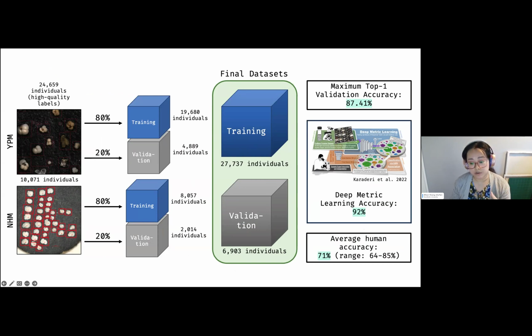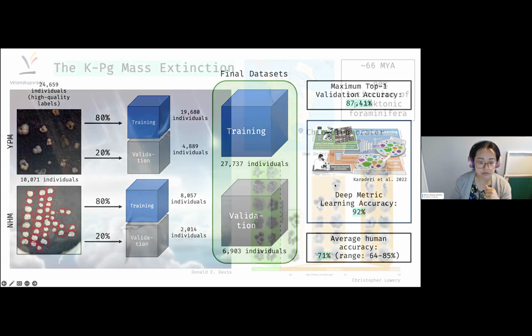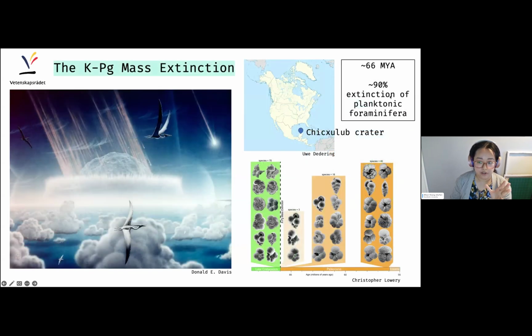We can compare this to the average human accuracies, which for this data set range from about 64 to 85% with an average of 71%. So you can see that by pooling together all this expertise of all of these researchers, we were able to create a model that's able to identify these species with higher accuracy than any individual expert could themselves. So that's another example of what you can do with AutoMorph: the measurements, building these data sets that we can use to train supervised machine learning algorithms.